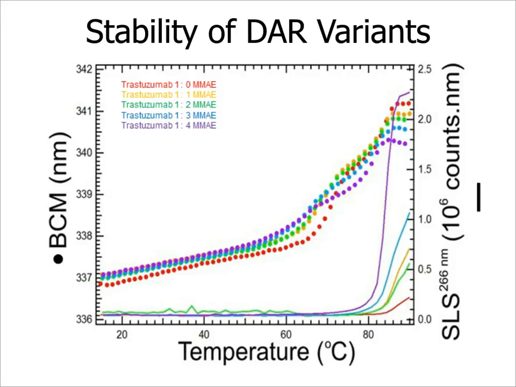So in this case, we have trastuzumab again with different amounts of drug attached, so a different drug-antibody ratio, or DAR. Again, focusing on the light scattering data in the bottom right corner, you can see the drug alone aggregates at around 83 degrees. Then as you start to add more drug, you can see that not only does the aggregation onset temperature move to lower temperatures, but the actual amount of aggregation that occurs increases as well. So that's to be kind of expected.